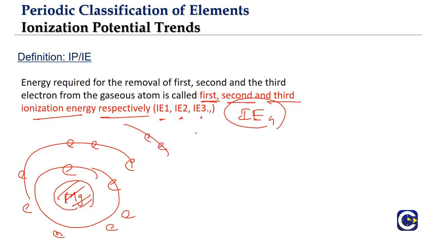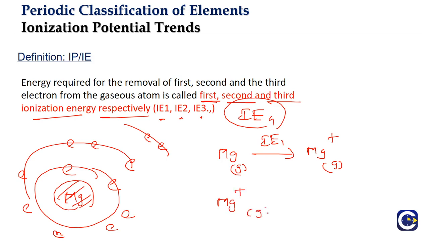Magnesium will have 2 electrons in the third orbit. So IE1 means what? When magnesium is taking IE1, it will become what? Of course, gaseous atoms. So magnesium becomes magnesium plus. That is the IE1. IE2 represents what?